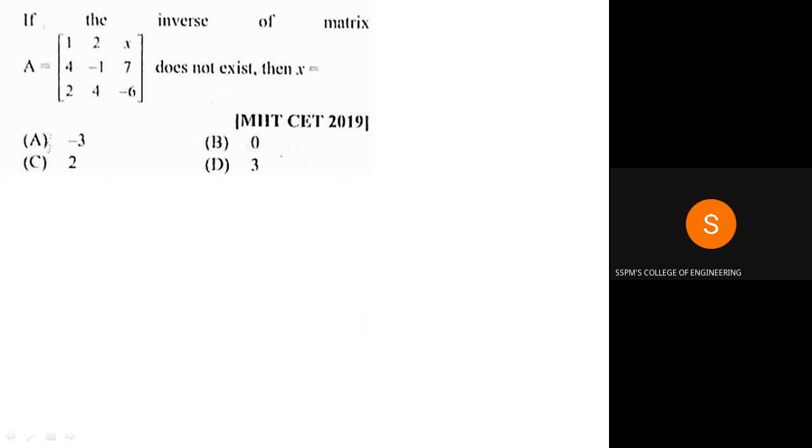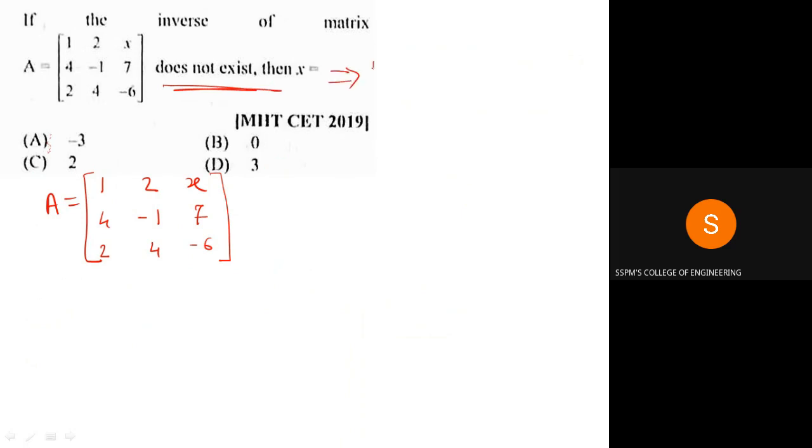Similar example. So here we have one matrix A. It's a 3 cross 3 matrix. So we write it down again. It's 1, 2, x, 4, minus 1, 7, 2, 4, minus 6. Okay. This is the matrix that is given in the example. What they have said? They have said that inverse does not exist. What does that mean?